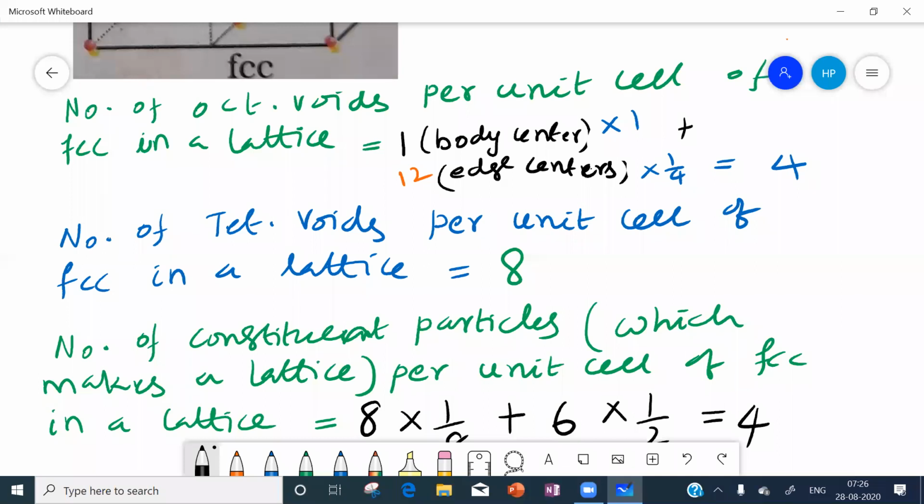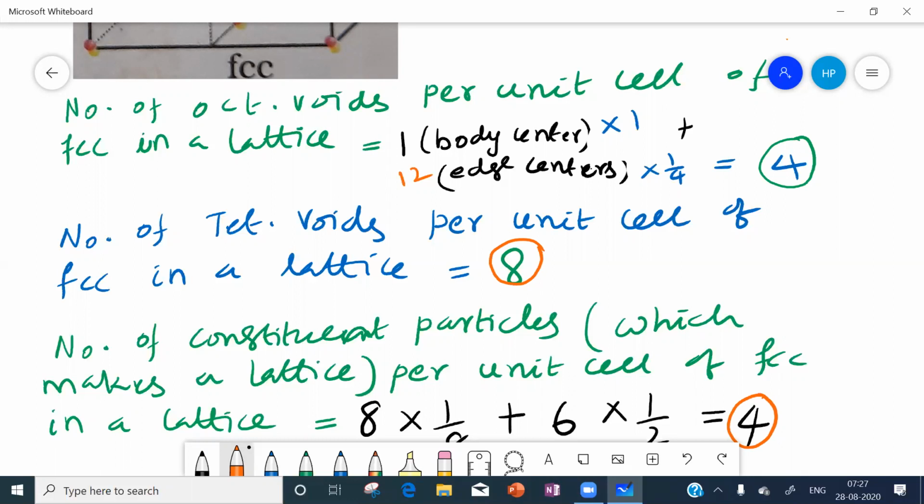So the number of octahedral voids per unit cell of FCC lattice is 4, the number of tetrahedral voids per unit cell is 8, and the number of constituent particles per unit cell is 4. So for 4 constituent particles, how many tetrahedral voids are there? 8 tetrahedral voids and 4 octahedral voids.